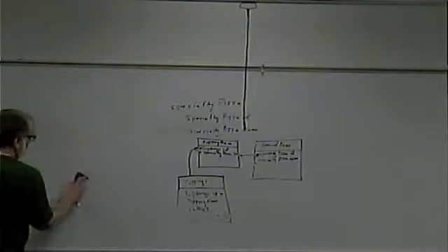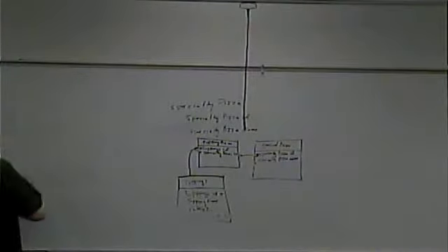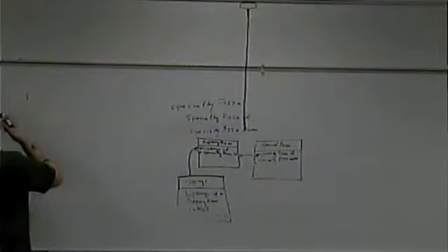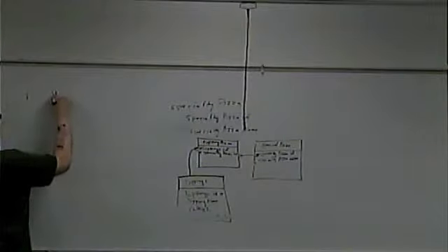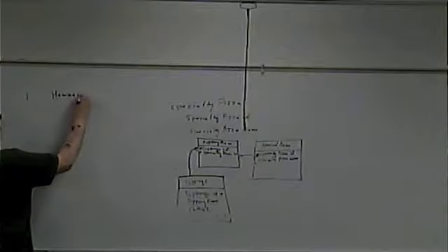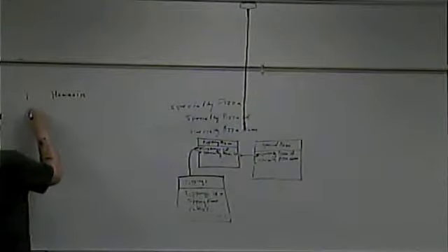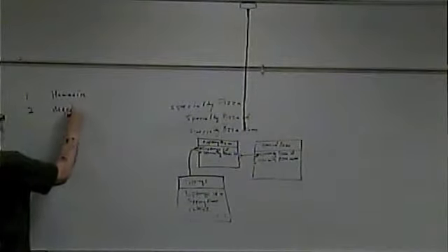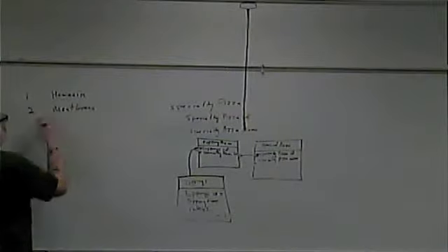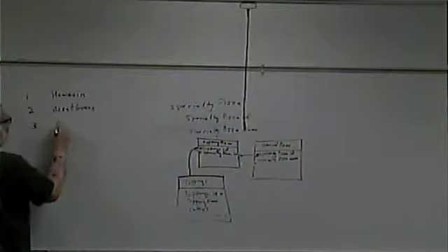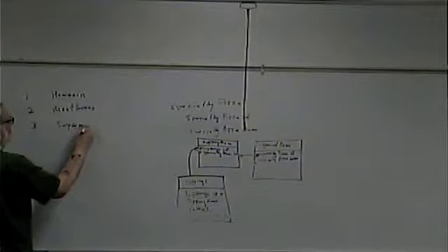So let's say we have specialty pizza 1, which is the Hawaiian pizza. Specialty pizza 2, which is the meat lovers. Specialty pizza 3, which is the supreme. All right. So that's 3 specialty pizzas that we have.